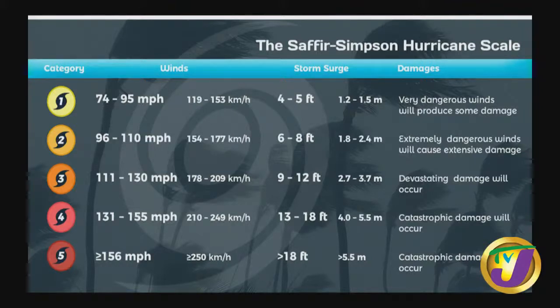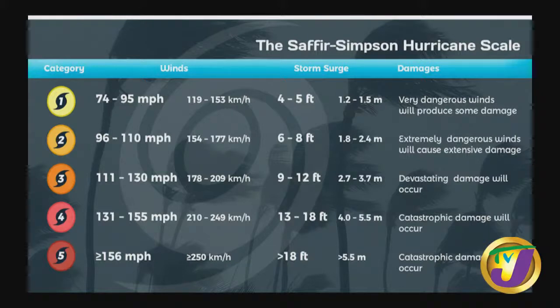Now as we go up to category 2, storm surge roughly 8 feet, extremely dangerous winds, and can cause extensive damage. The winds here are up to 177 kilometers per hour. Now, category 3 is when we get into our major systems. We start having devastation. Winds will be more than 209 kilometers per hour, and of course, the storm surge here can be 12 feet. Going up to category 4 and 5, we do have an intensity of winds and pressure.